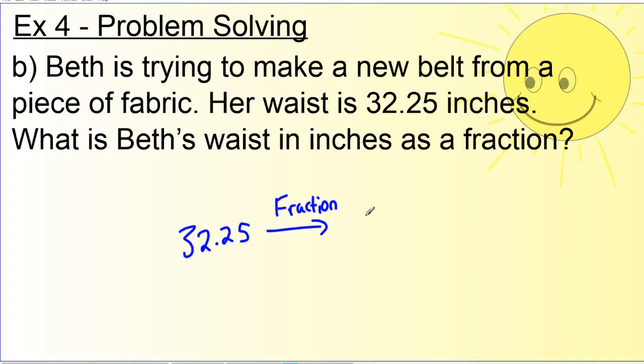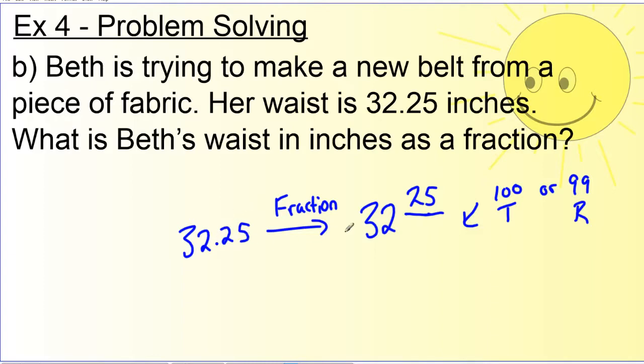Okay, so I know the whole number is going to be 32. That's the whole number out front. I take whatever's after the decimal and I throw it up top. And the only thing I have to decide is, is my denominator going to be 100 or 99? Does it get 2 zeros or 2 nines? That question really comes down to, is this decimal a terminating decimal or a repeating decimal? This one terminates. It does not have the little bar over top. So this is done, which means I'm going to use 100.